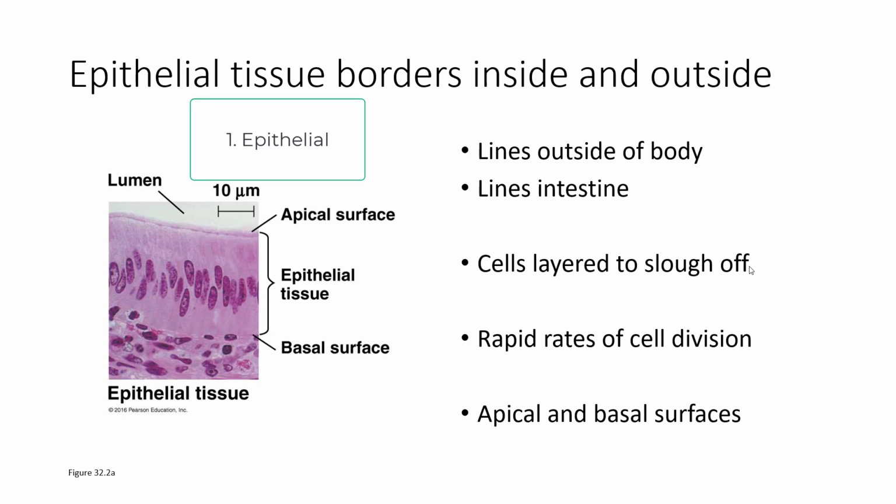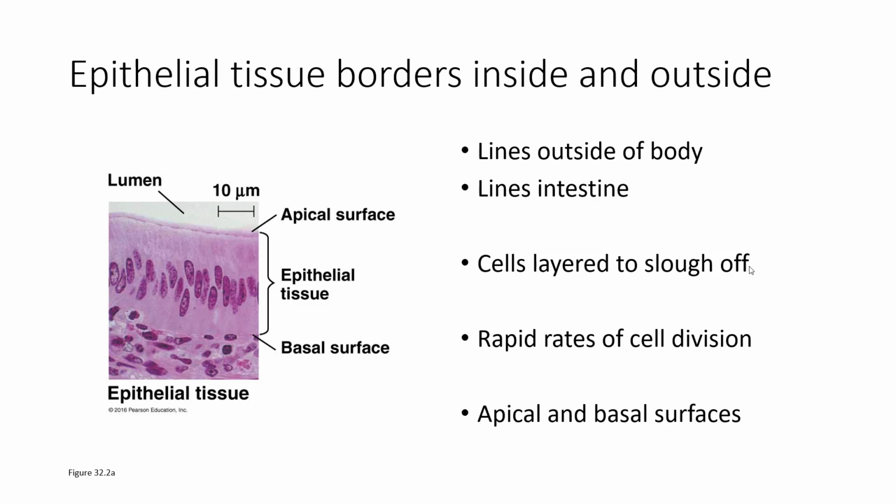First off, epithelial tissue. Epithelial tissue borders the inside of the body and the outside of the body. Everything you see on the outside of a body is epithelial tissue, and that includes the intestine. If you were to swallow a camera, you would see epithelial tissue because that would technically be the outside of the body.